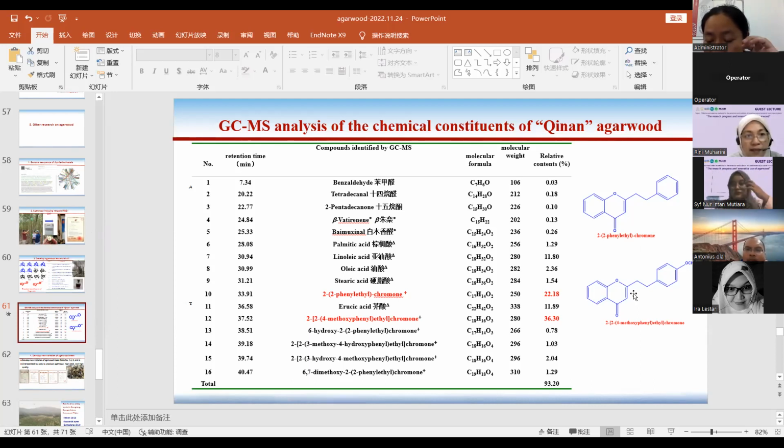Oh, okay. But after the fire, some other chromones maybe can also give the smell. Okay, after burning the agarwood, do you mean? Yeah. Okay, all right. Thank you for the clarification.